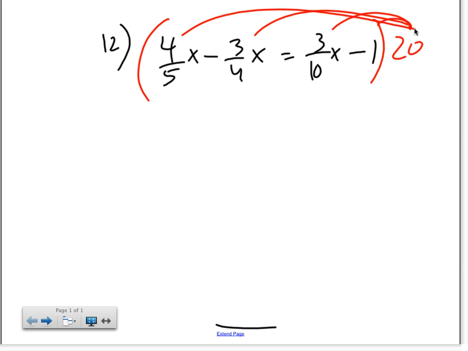Now, remember the cross-dividing technique. 20 cross-divided with the 5 will give you 4 times 4, that's 16x. Next one, 20 cross-divided with the 4 will give you 5 times negative 3, negative 15x. Next step, 20 cross-divided with the 10, 2 times 3, 6x. And last, of course, 20 times negative 1 is just negative 20.